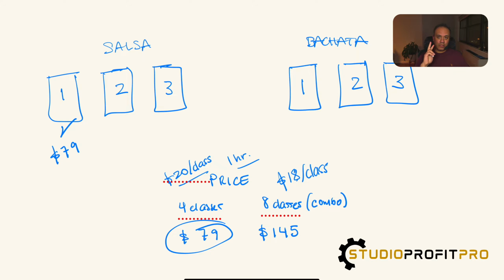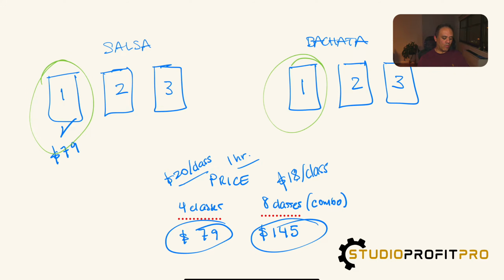If they want to take two, let's say salsa 1 and bachata 1, instead of paying 79 and 79, they can just pay 145 right here. So they will have the combo package, and this way they can take level 1 salsa and level 1 bachata.